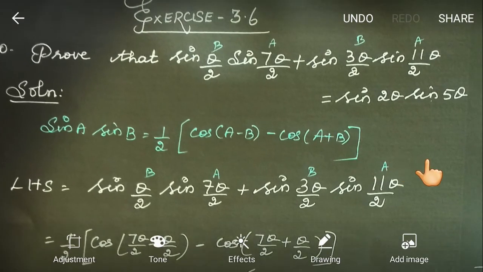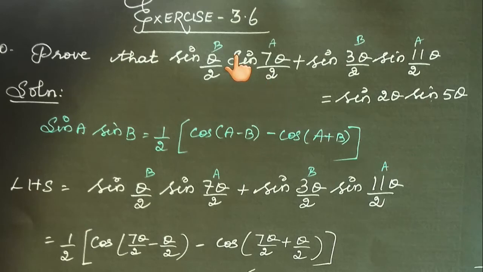Now let us take A as the greater number. The greater number is 7 theta by 2 and the lesser one is theta by 2. So let us assume A is the greater one and B the smaller one. Now take the left hand side. Sin theta by 2 into sin 7 theta by 2 plus sin 3 theta by 2 into sin 11 theta by 2. As I said, you have to assume the greater number as A and the lesser number as B. Similarly here in the second term also.